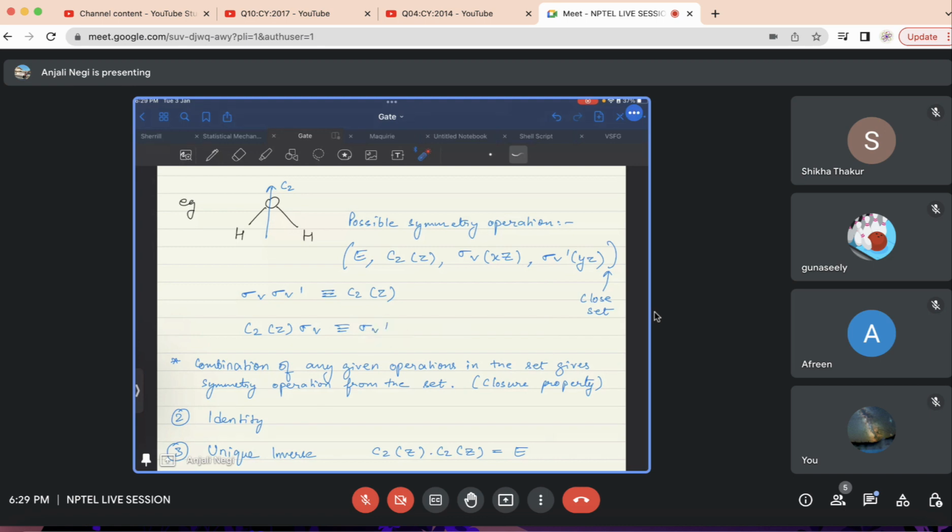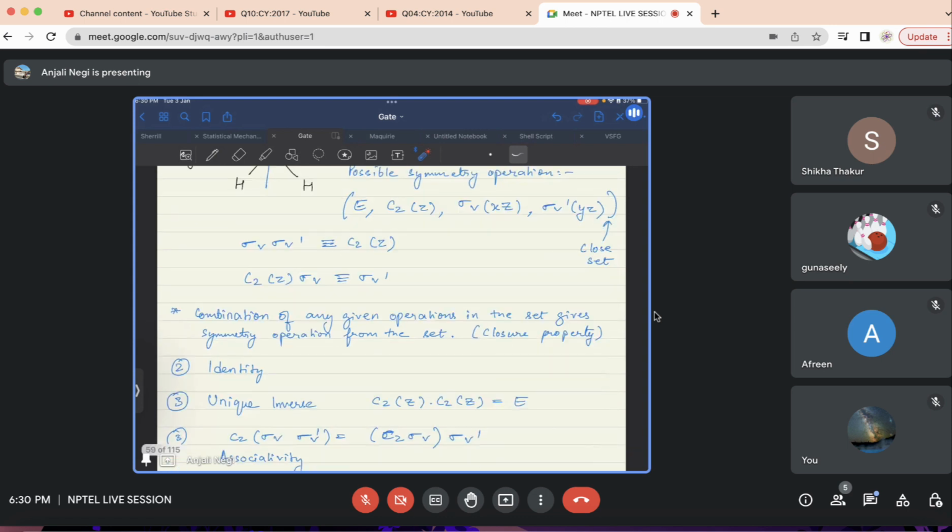Okay, so this is what we call the closure property, and the set that we have just written down or created is a closed set, because all the operations are coming from there only, and the combination is also equivalent to any of the operations which belong to the same set. So the combination of any given operations in the set gives a symmetry operation from the set above. Okay, so that is what we call the closure property.